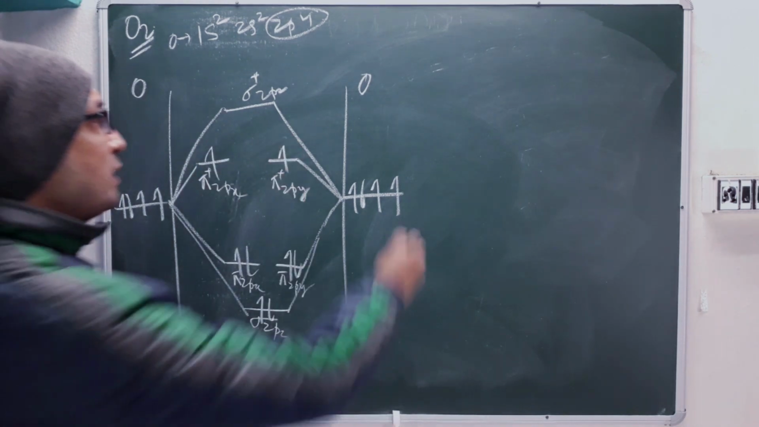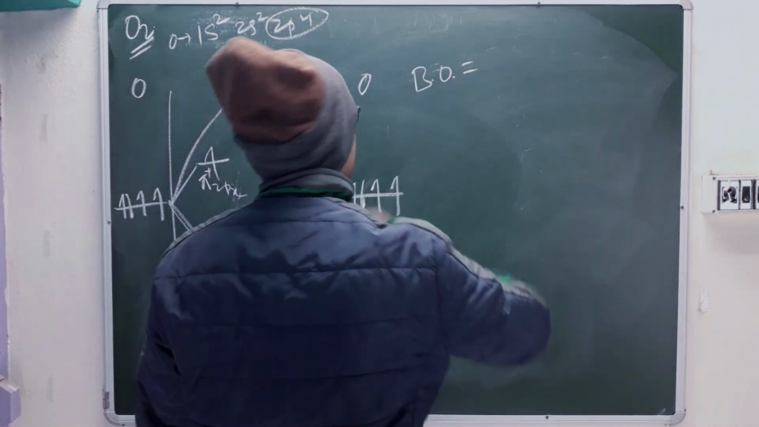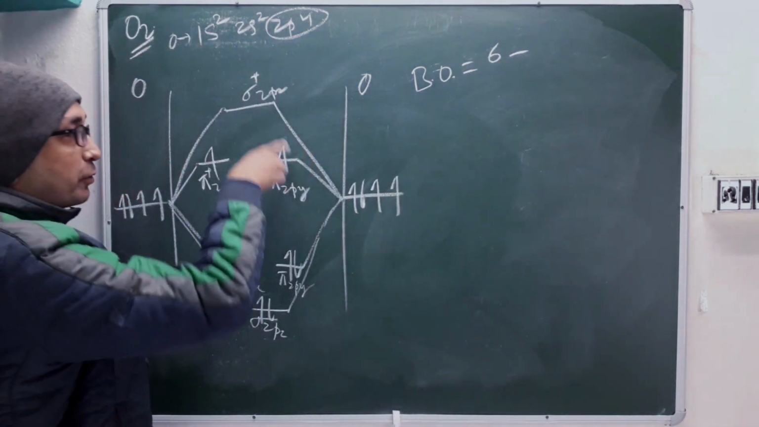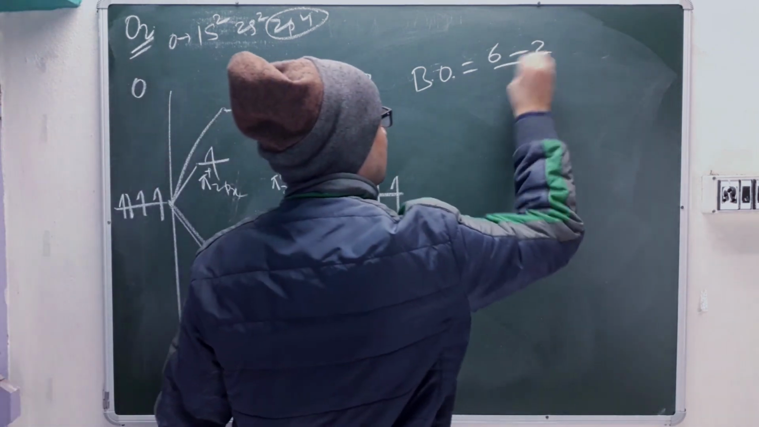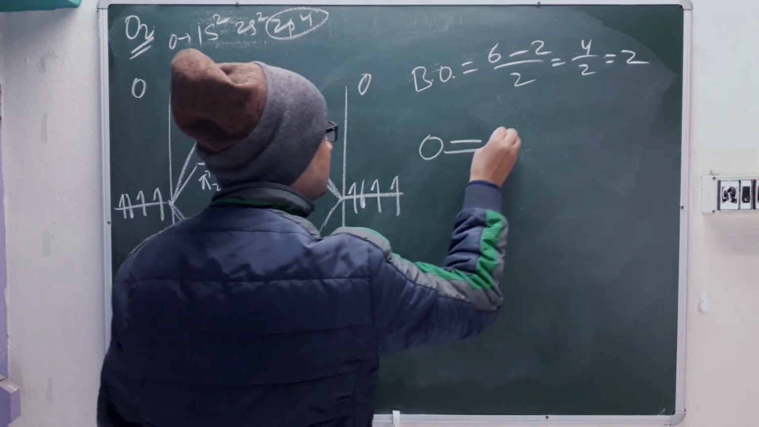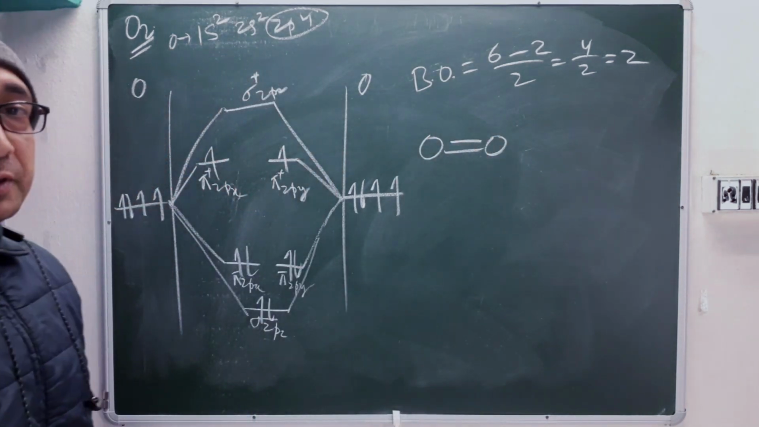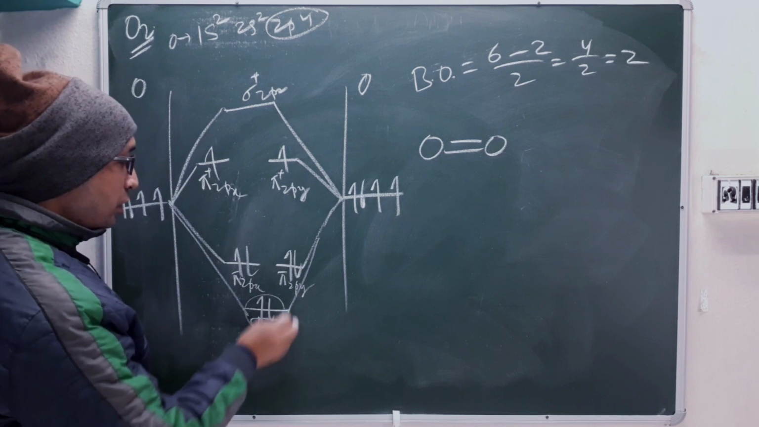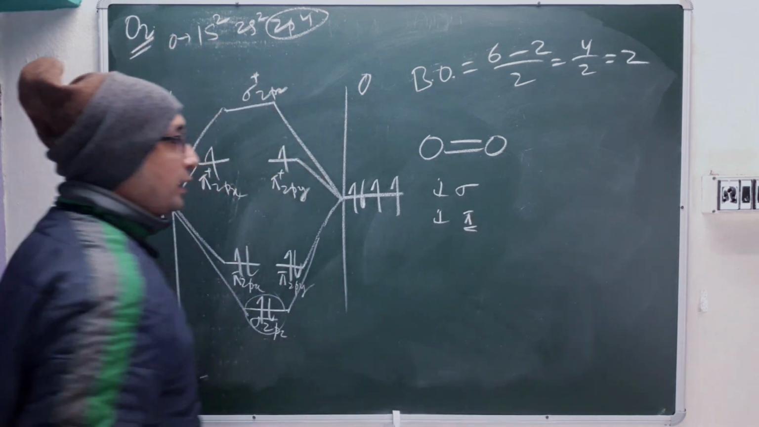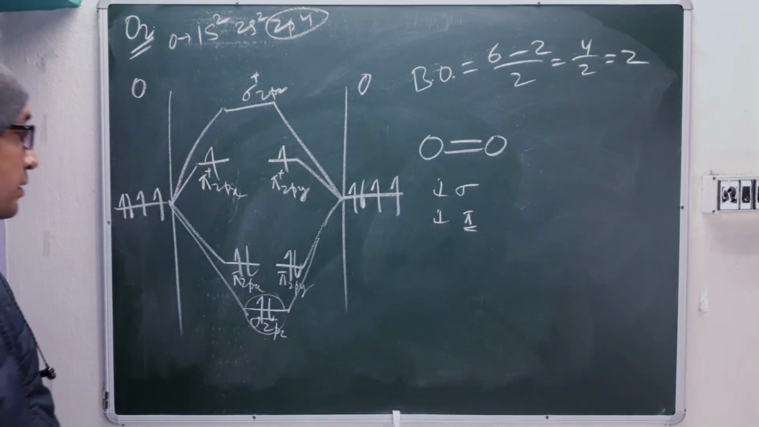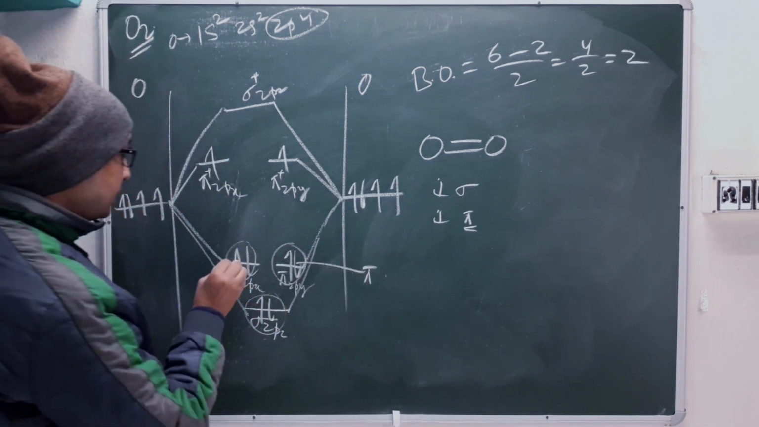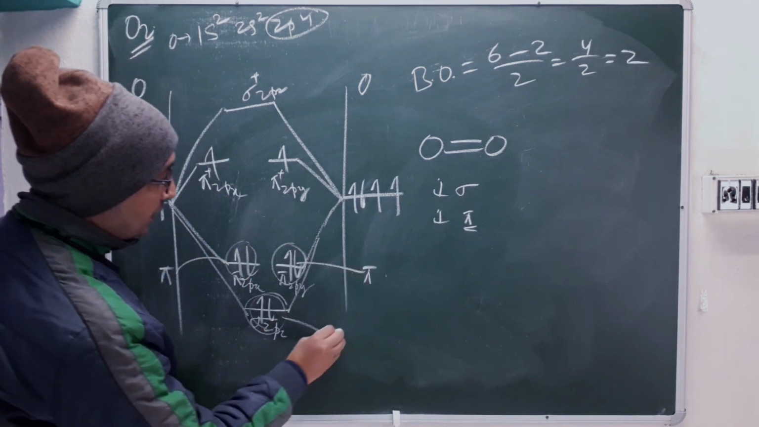Okay. Now what is the bond order? Bond order is the number of electrons in bonding molecular orbitals, which is 6, minus the number of electrons in anti-bonding, which is 2. So it will be 4 by 2, which is 2. So the bond order is 2. So between the oxygens there are 2 bonds. And what is the nature of these 2 bonds? One will be a sigma bond and one will be a pi bond. Okay. Now a question will arise in your mind. Here one pi bond, here one pi bond, right? This is a pi bond, this is also a pi bond, and this is a sigma bond, correct?